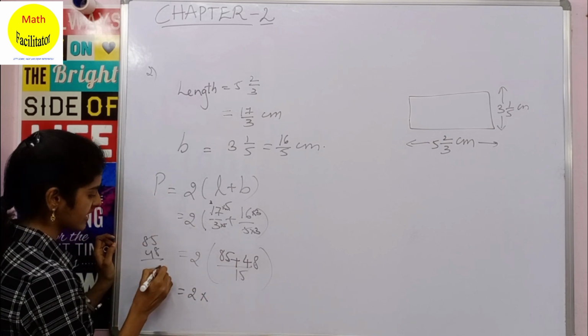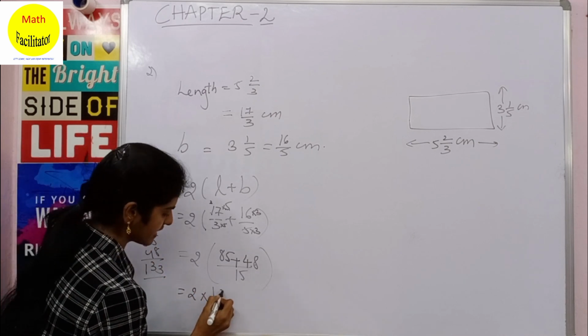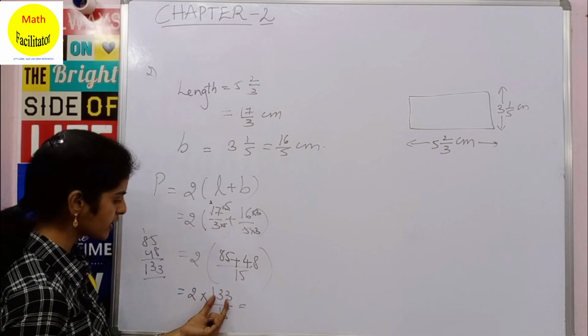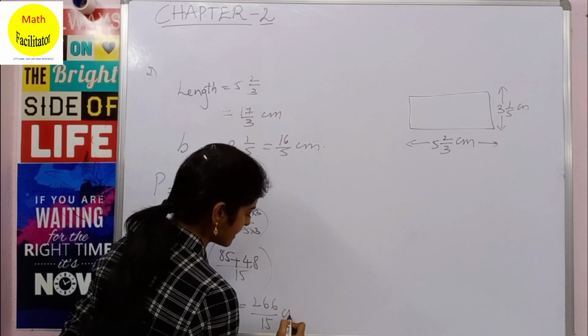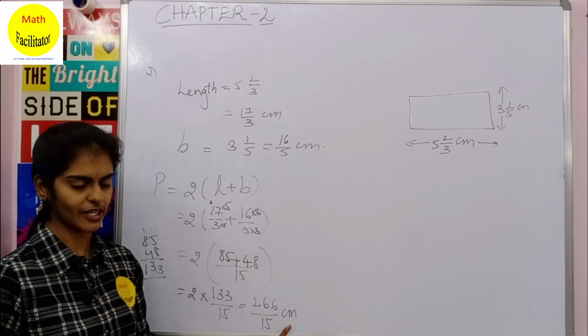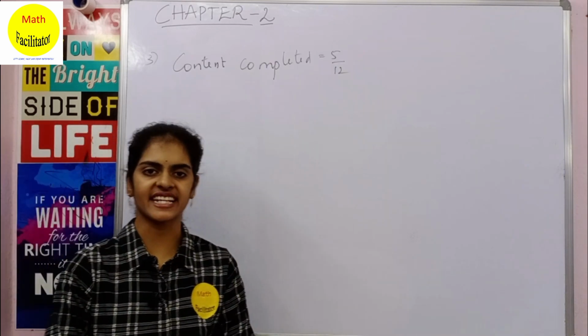So 85 plus 48 is 133. So it is 133 divided by 15. Okay. So the answer is 2 into 133, so it is 266 divided by 15 centimeters. Okay. So per meter you will express it in centimeters only. If you want, you can convert this into a mixed fraction also. Moving on to the next question.